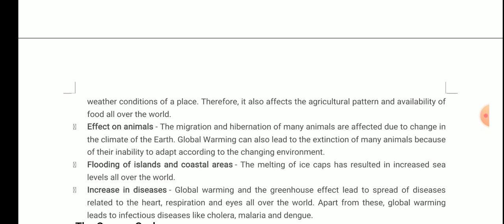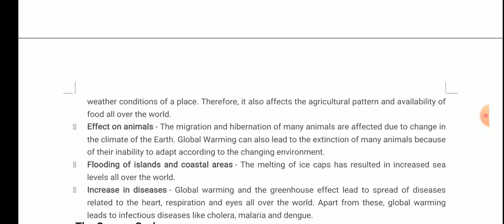For example, you know, bears go into the winter sleep, that is hibernation. So it is an adaptation. So it is also global warming: as the temperature is increasing day by day and the average temperature of the Earth is also increasing, the animals are affected due to change in the climate of the Earth.